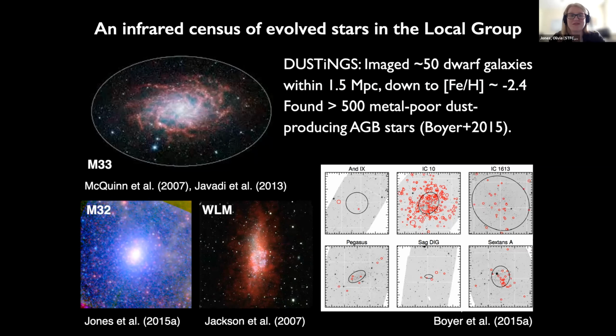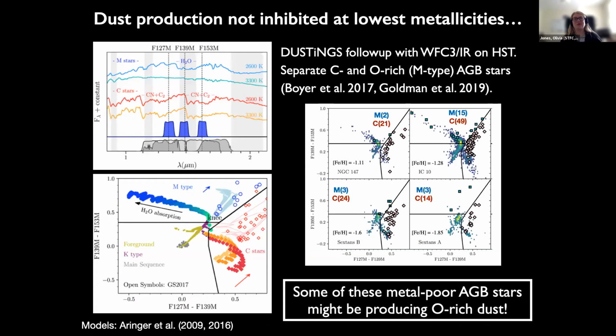And what the DUSTiNGS survey did was find around 500 metal poor dust-producing AGB stars, which I think was absolutely fantastic, because it was unclear exactly how much dust, or if metal poor AGB stars can produce dust in significant amounts at low metallicity. So as we now know, the dust production is not inhibited in these low metallicity environments. Unfortunately, warm Spitzer doesn't give you much chance to look at what type of chemistry that dust is.